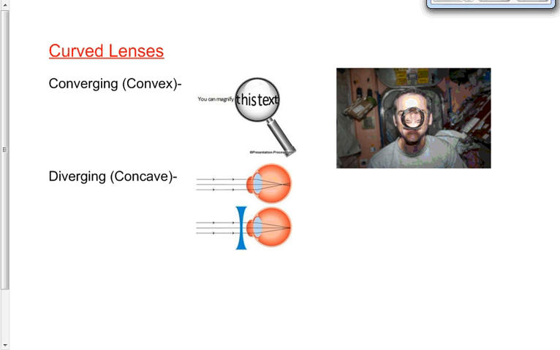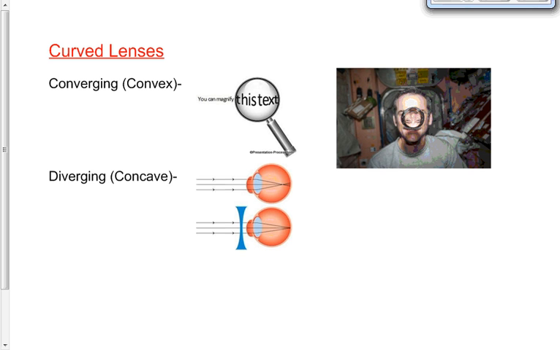A convex lens is like a magnifying glass. It's bulged out in the middle, just like a convex mirror is bulged out in the middle. The only thing is that a convex lens causes rays that are parallel to the principal axis to converge at a focal point, whereas a convex mirror causes rays to diverge from the focal point.